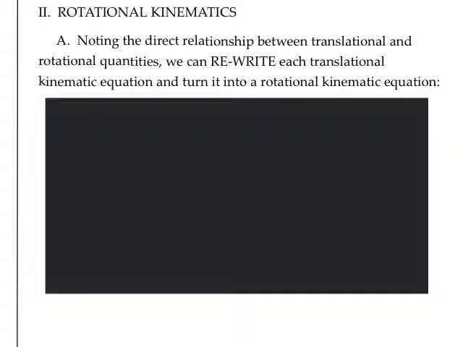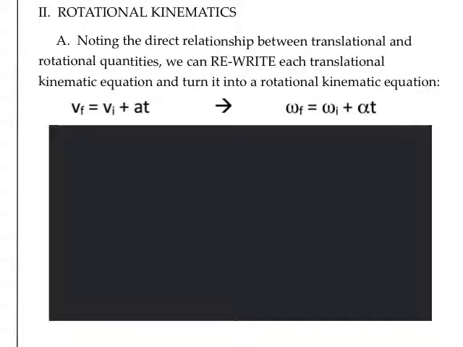So noting the direct relationship between translational and rotational quantities, what we're going to do is rewrite each of the kinematic equations from last semester and turn it into a rotational kinematic equation. Last semester, our first kinematic equation was final speed equals initial speed plus at. All we're doing is replacing those variables with their rotational counterpart.